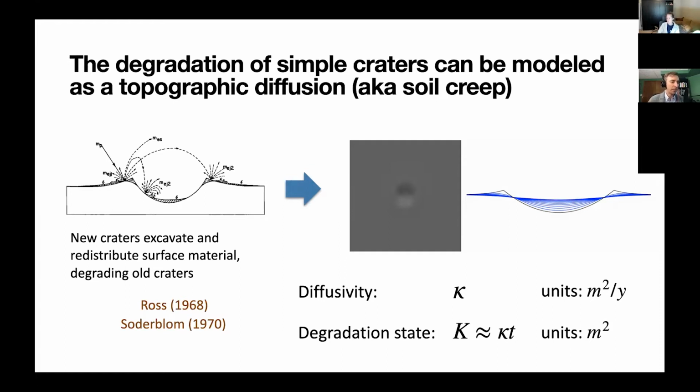And you can describe topographic diffusion with a couple of parameters, mainly the diffusivity, but I prefer to use the degradation state. Degradation state is just the product of diffusivity times time. And it's useful for cratering to get rid of the time component. You don't have to worry about the changes in the production rate when you work in degradation state. And this was modeled back in the Apollo era, by Larry Soderblom and Ross in the late 60s, early 70s.